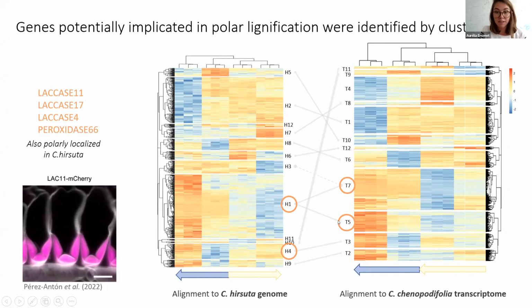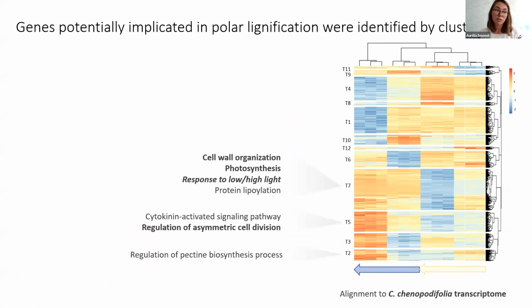By focusing on this cluster, I'm hoping to find genes that could be important for polarity and which are regulated in the same way as laccases and peroxidases. What we found so far is that there were a lot of genes important for cell wall organization, regulation of symmetric cell division, pectin, also some hormone signaling, and also photosynthesis in response to light. Of course, the agar fruits have been grown in the light and the subturned fruits have been grown in the soil.